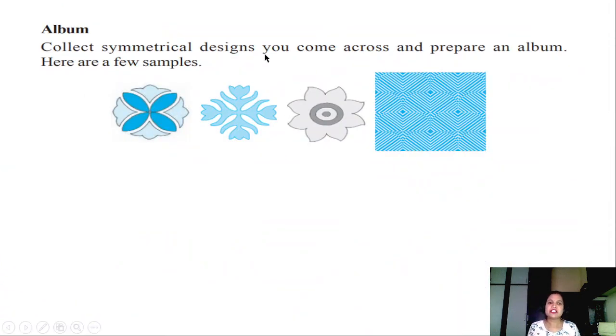Album. Collect the symmetrical designs you come across and prepare an album. Here are a few samples. You can collect them and stick them in your workbook so that you can enjoy such images you collect.